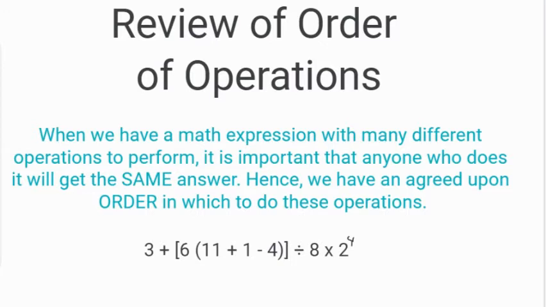So when we have a math expression with many different operations to perform, it is important that anyone who does it will get the same answer. We don't want two different people doing the same expression and simplifying it and getting two different answers and being okay with that, right? For clarity, so that we all can be on the same page, we want to get the same answer. Because of this, we have an agreed upon order in which to do these operations, because if you did these in different orders, you could get different answers.